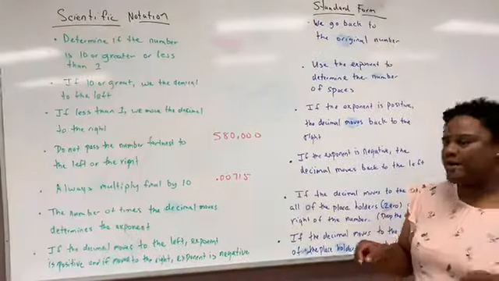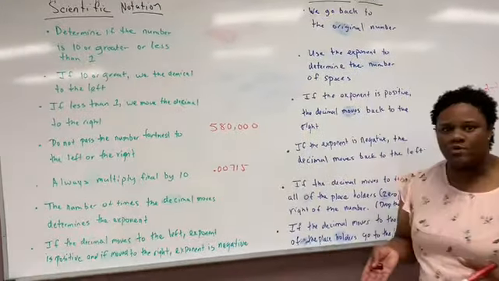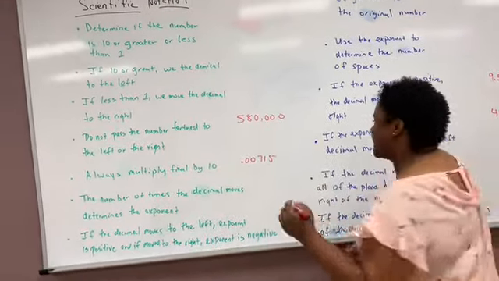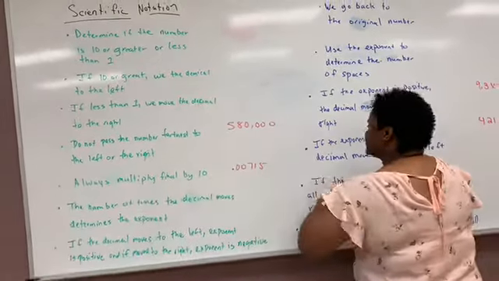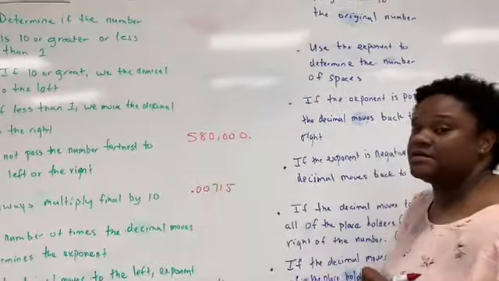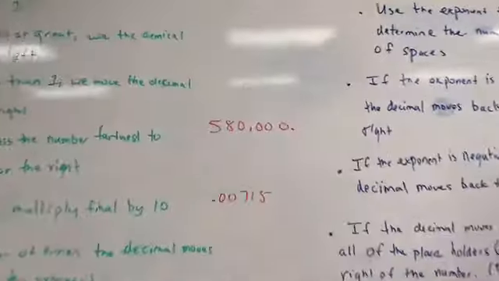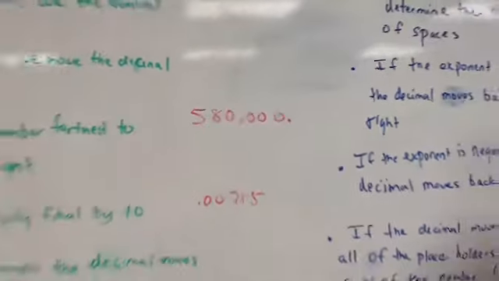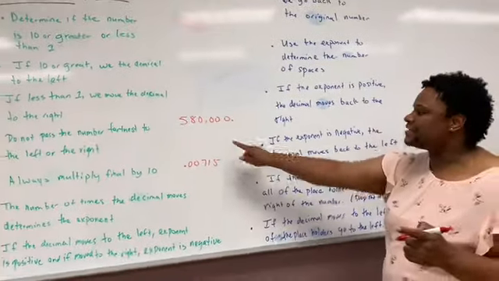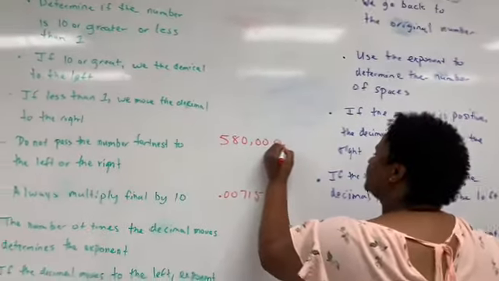Just by way of reminder, when we have a number that looks like this, we don't see a decimal in the actual number because there is an imaginary decimal. We place that imaginary decimal behind the number that is farthest to the right. We've already determined that we're moving the decimal to the left because this number is 10 or greater, so we're going to move it to the left.